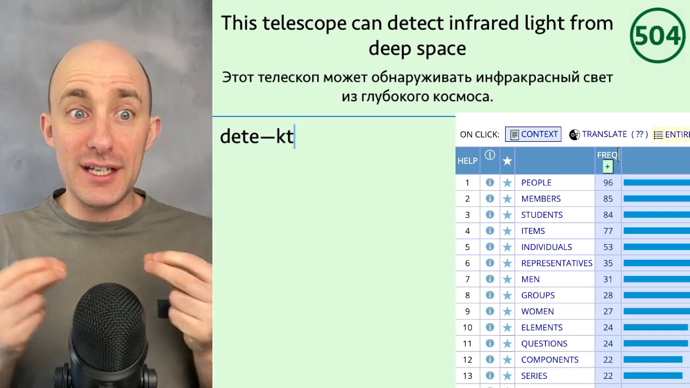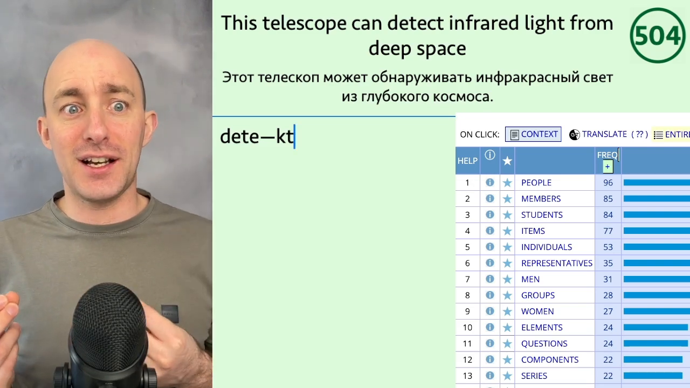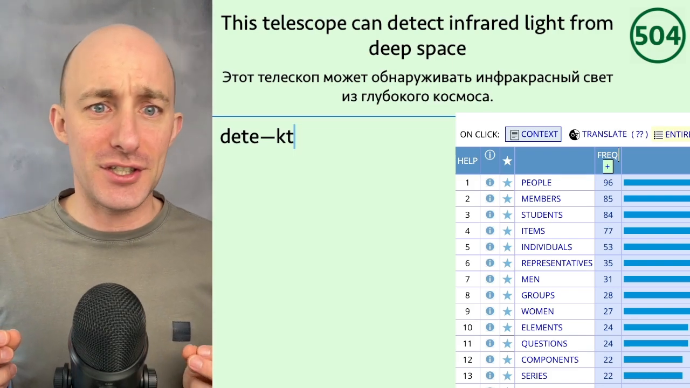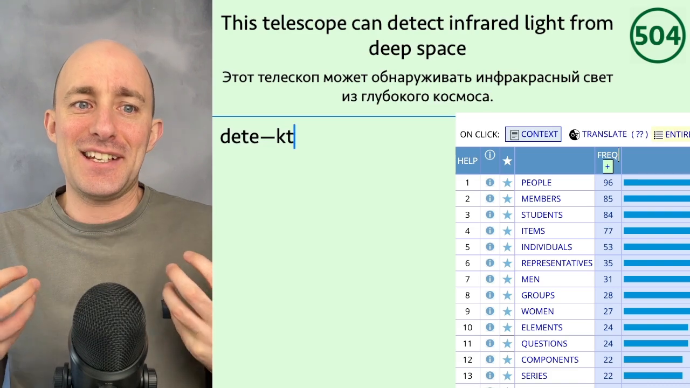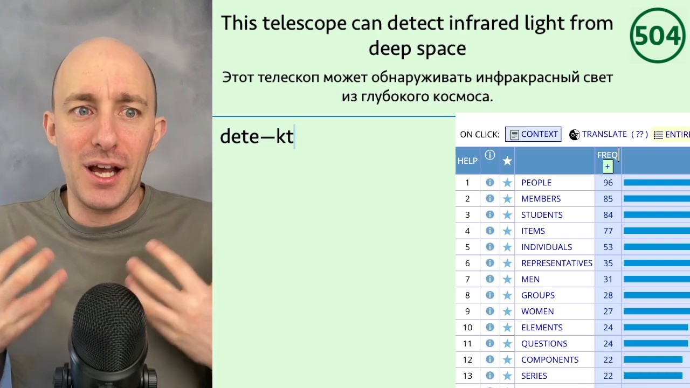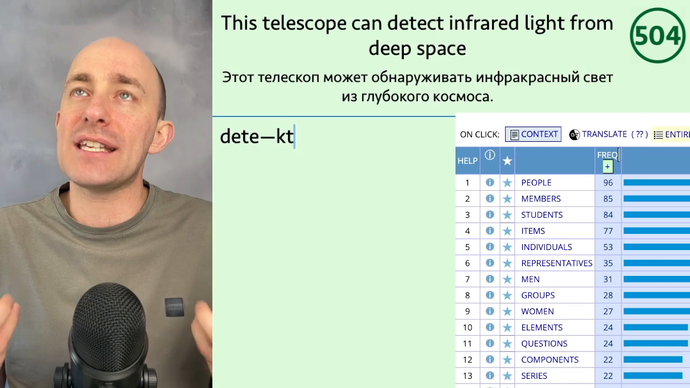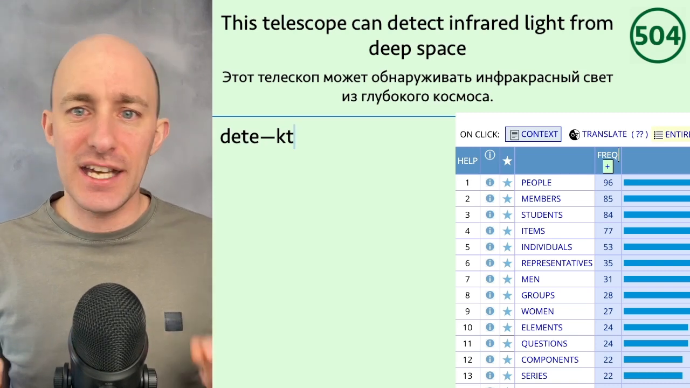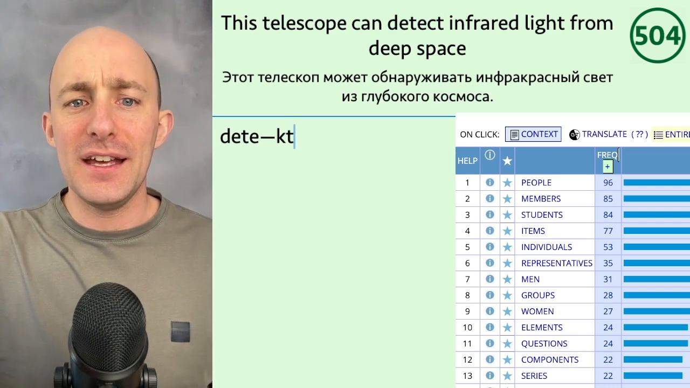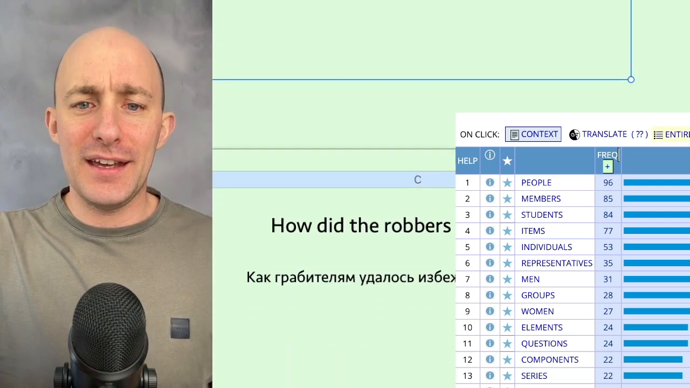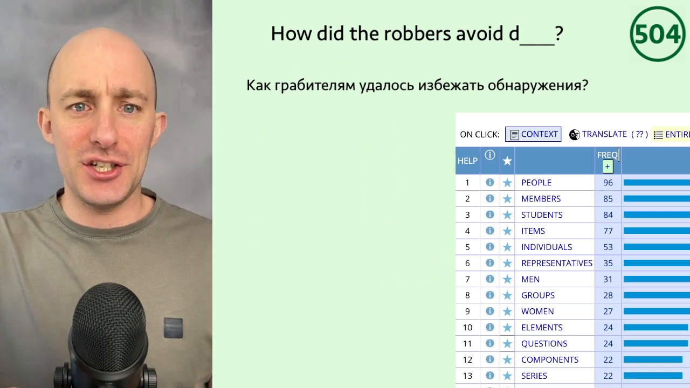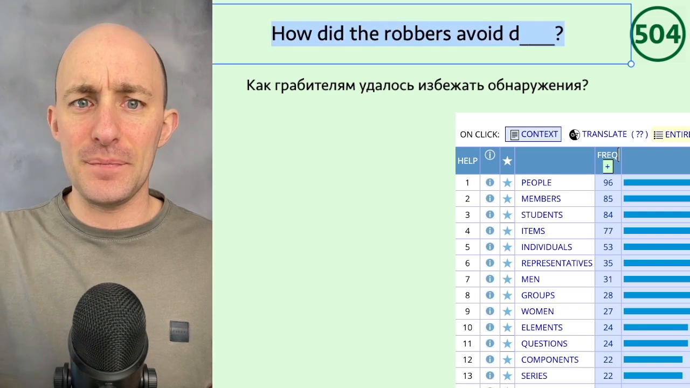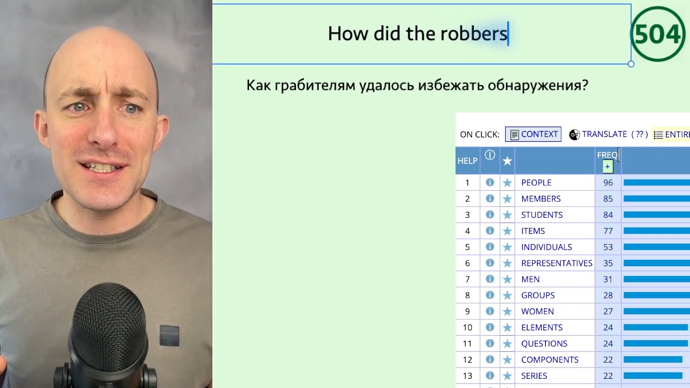When we have a vowel between two unvoiced consonants, here T and K are unvoiced consonants, even more so because they are unvoiced aspirated consonants, the vowel gets kind of swallowed. It becomes a very breathy vowel. It's almost like we aspirate the vowel. Detect, detect, detect infrared light from deep space. Detect. And there is a noun as well, detection. How did the robbers avoid detection?